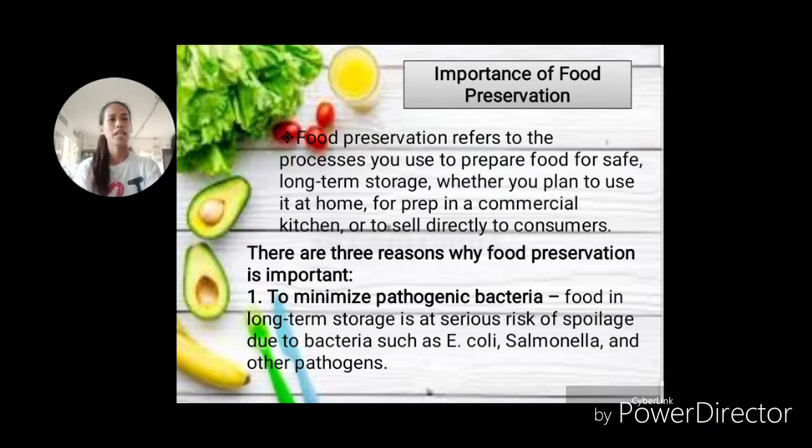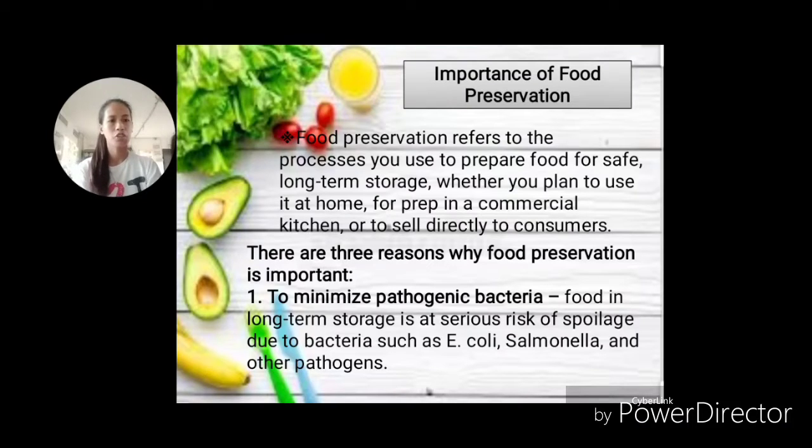So, the importance of food preservation. Food preservation refers to the processes you use to prepare food for safe, long-term storage, whether you plan to use it at home, for prep in a commercial kitchen, or to sell directly to consumers. So there are 3 reasons why food preservation is important.